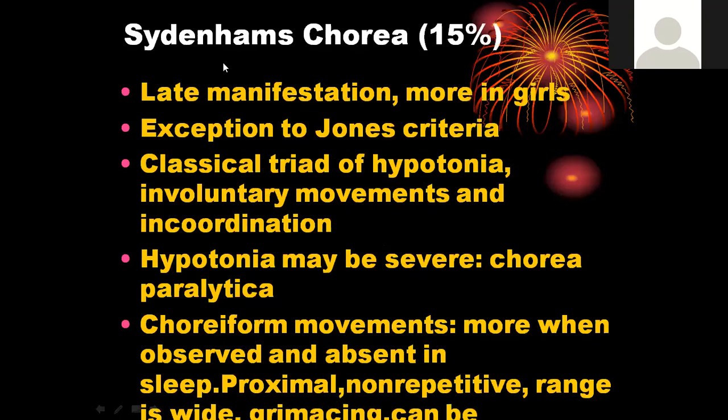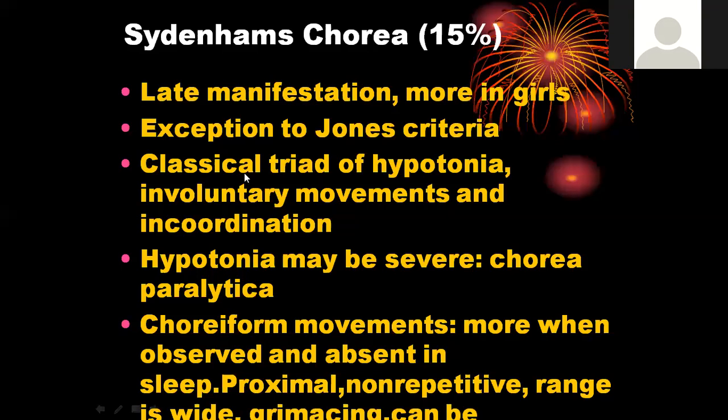The other manifestation is Sydenham's chorea. Sydenham's chorea occurs in 15% of the patients. You have a lot of involuntary movements. This does not occur with joint pains because it would be very, very unfair on the child that he has swollen, painful joints and then involuntary movements on top of that. So this is basically a late manifestation, more commonly seen in girls. You will not have other manifestations along with this chorea. You will not have joint pains. So it may be a little difficult to fulfill the Jones criteria when you have Sydenham's chorea.